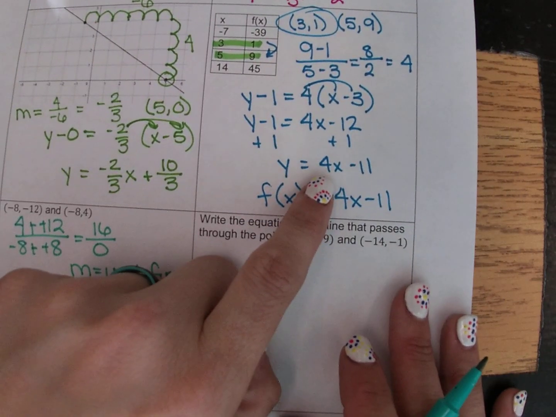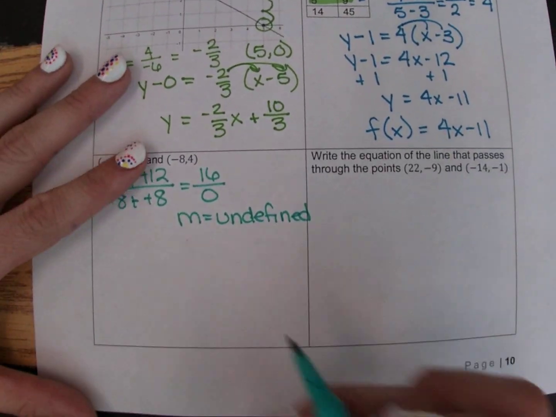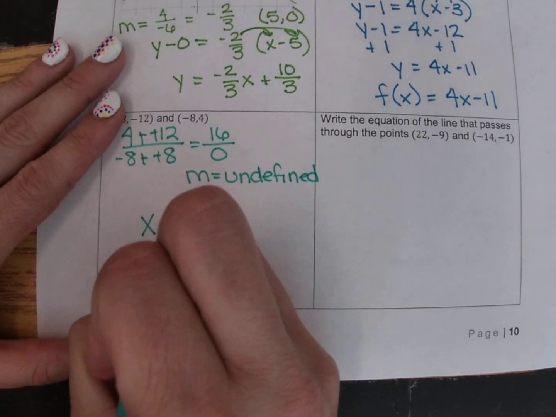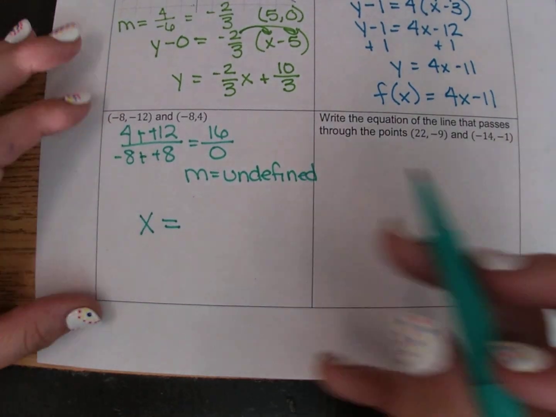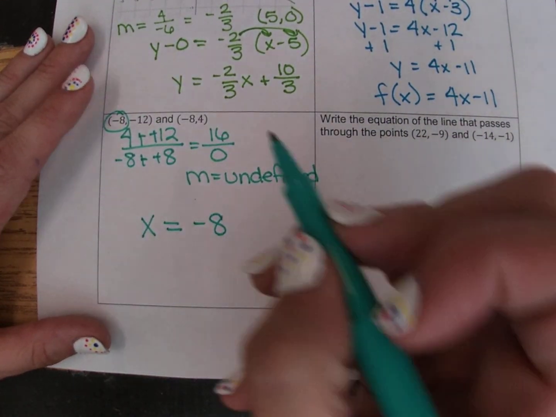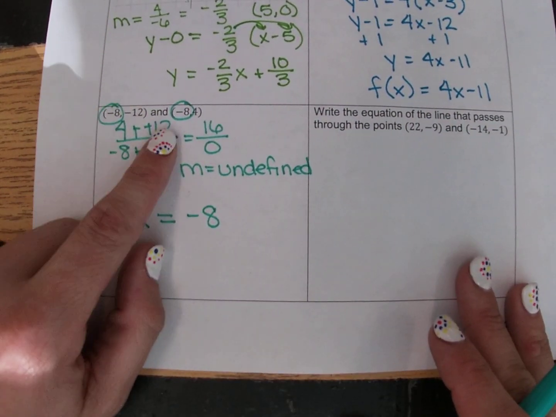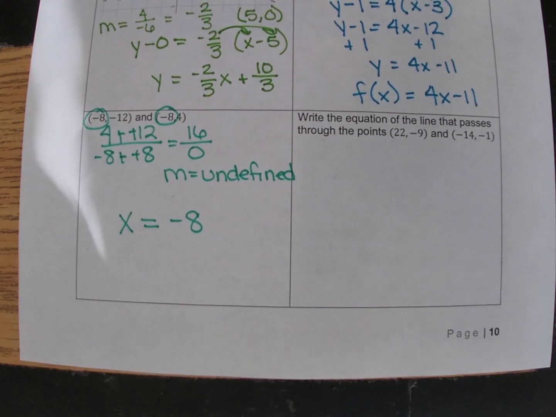We cannot plug the word undefined in for m, right? We can't distribute the word undefined. We need to go directly to x equals, a vertical line. And what does our x coordinate equal? It equals -8. Now you might say, what if I pick the other point? Well, you only get undefined slope if your x values are the same. So our equation would be x equals -8.